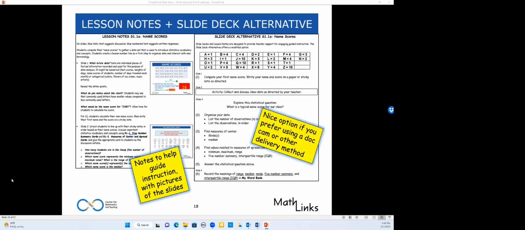Additionally, if you prefer some other delivery method than a slide deck, this alternative page is provided to use on a DocCam or for writing on a whiteboard or using a smartboard or whatever your preferred style is.